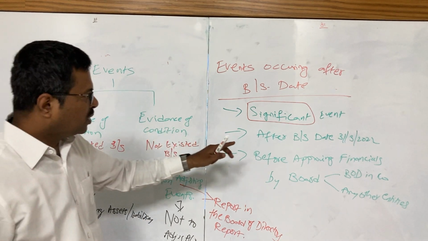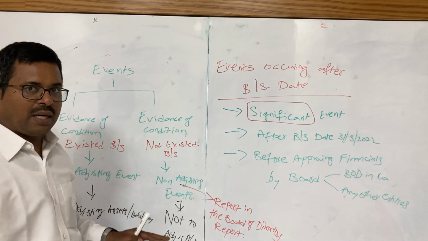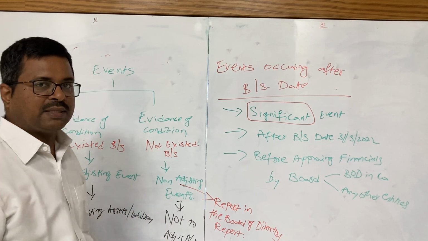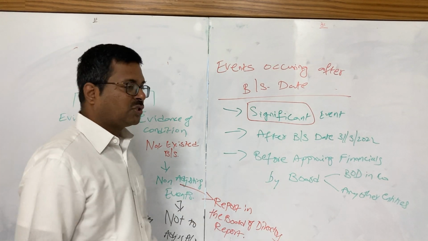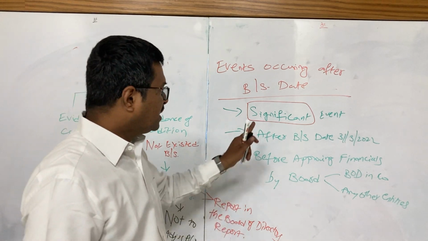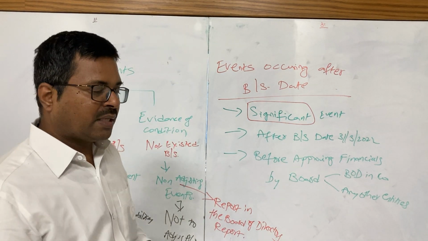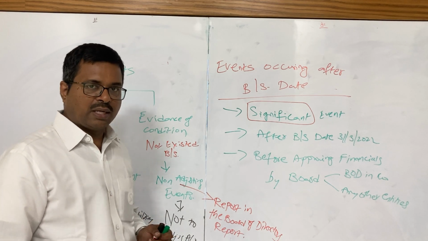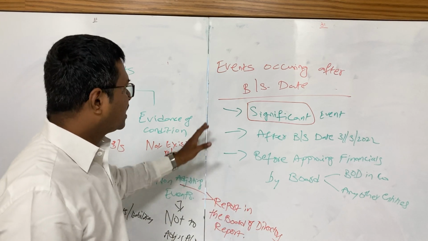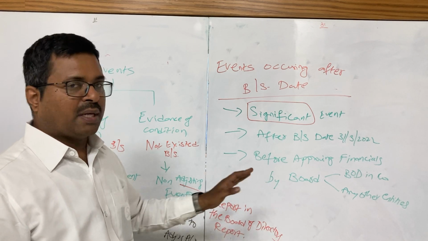In case that particular significant event did not exist on the date of the balance sheet, then you should not adjust in the assets and liabilities, but it has to be mentioned in the board of directors report. Why? Because it is a significant event, and the people who are using the financials, it may be shareholders or any external agencies, should know about this significant event because it has occurred after the date of the balance sheet, before approving the balance sheet by the board.